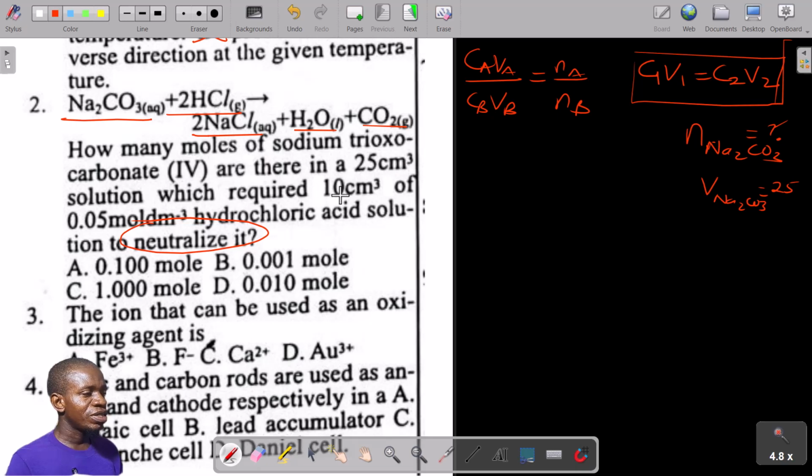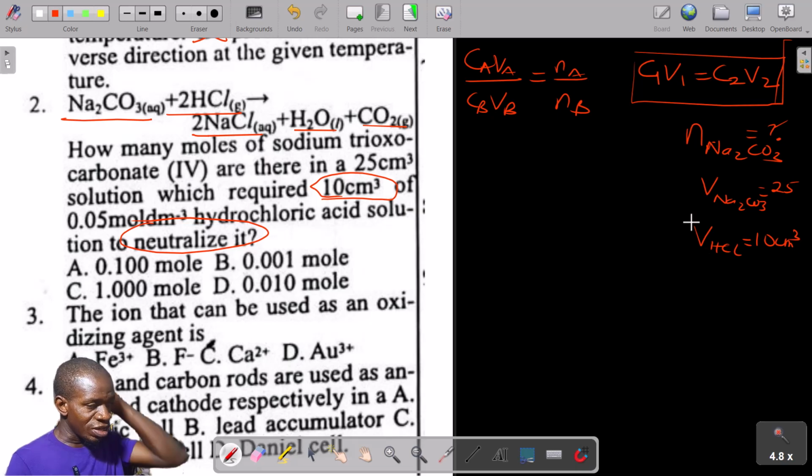They say that the 25 cm cube solution required 10 cm cube of 0.05 mole per dm cube hydrochloric acid. So this 10 cm cube is your volume of your acid, and our acid is HCl. So the volume of our HCl is 10 cm cube. Then the next thing I have here is the concentration of our HCl.